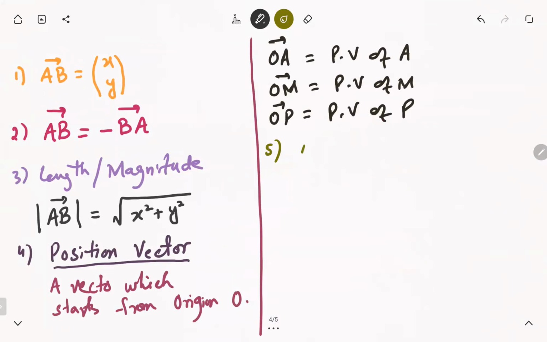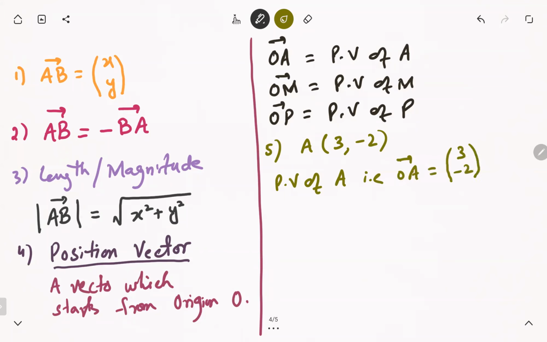If the coordinates of A are, for example, 3, -2, then position vector of A, that is OA, is also 3, -2. If you know the coordinates, you can write the position vector, or if you know the position vector, you can tell the coordinates. Both are exactly same, only the writing style is different.